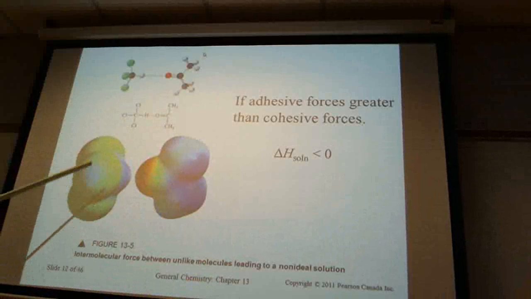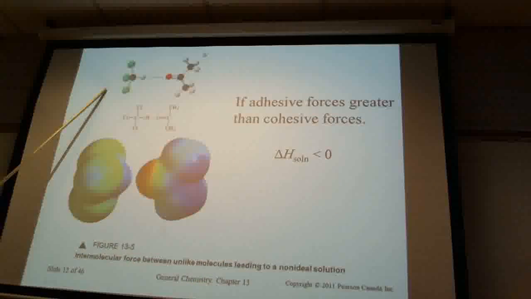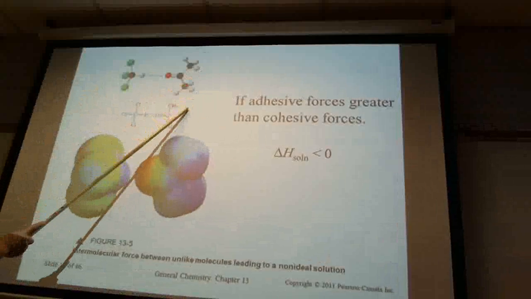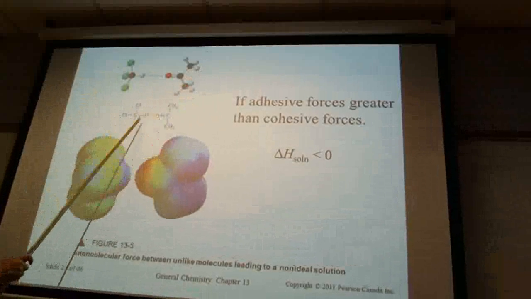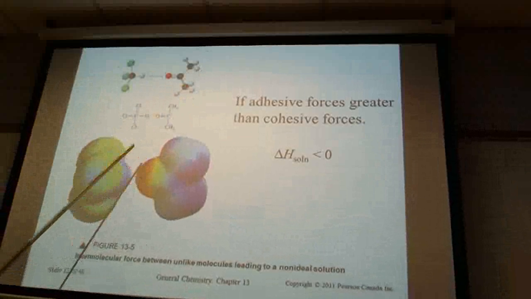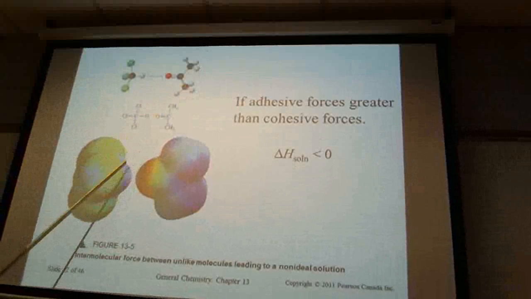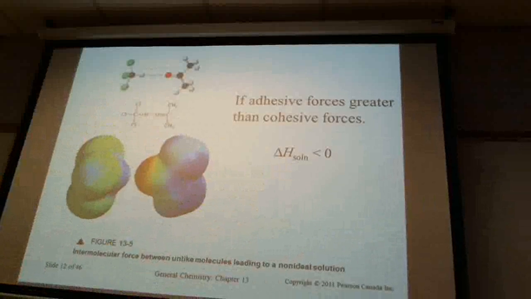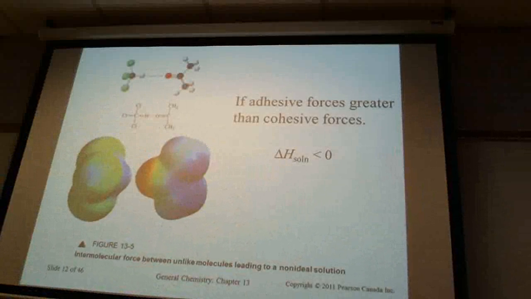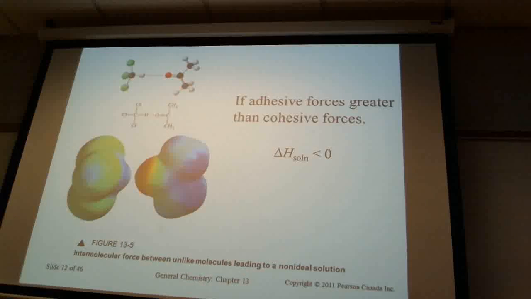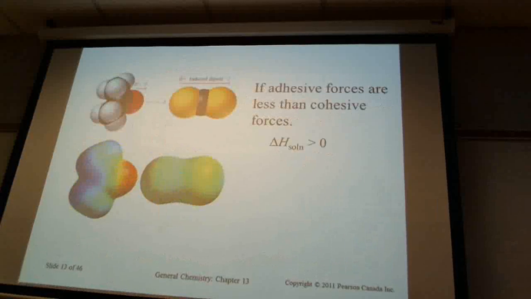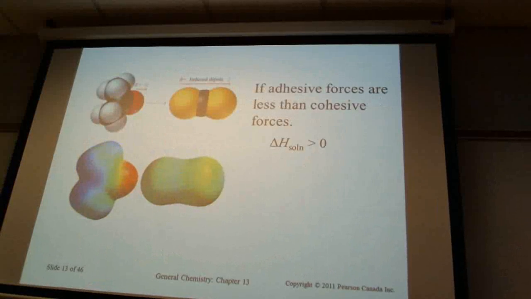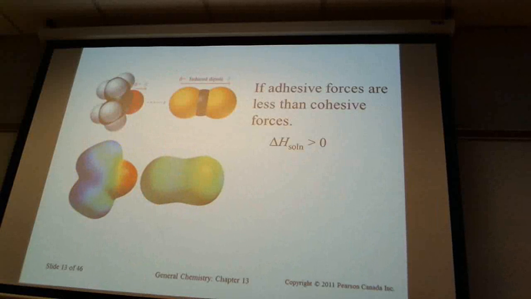Breaking apart chloroforms costs energy. Breaking apart acetones costs energy. But the chloroform-acetone intermolecular force is stronger than what you're breaking. Therefore, it's exothermic. So this is favorable. We should be forming something that's more stable. Right? It's exothermic. Would it be ideal? Ideal is no change. They mix ideally.